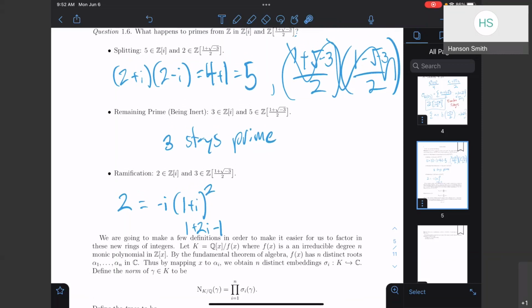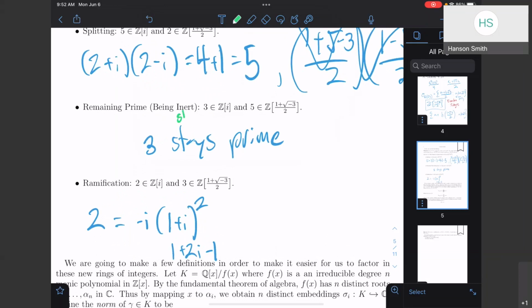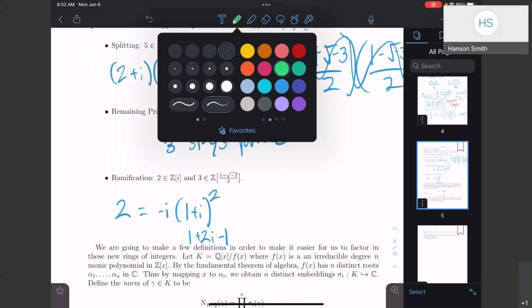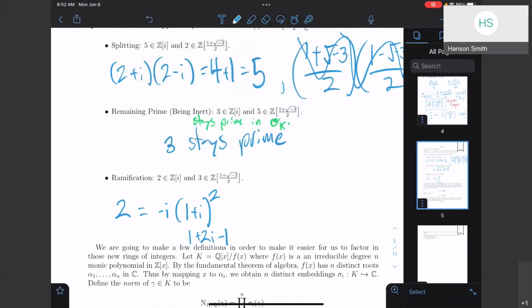Right, exactly. That's a great point. I'll put that in there. Stays prime, okay. Awesome. Yeah, being inert. You think about it like it doesn't do anything. It doesn't change.